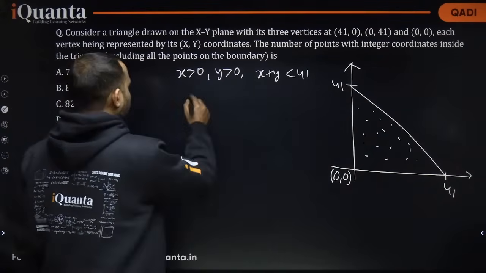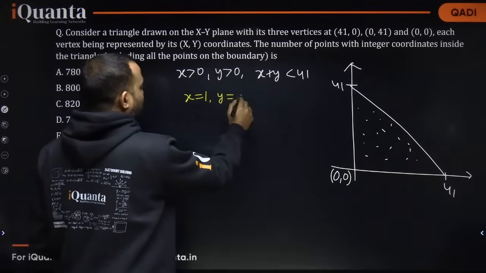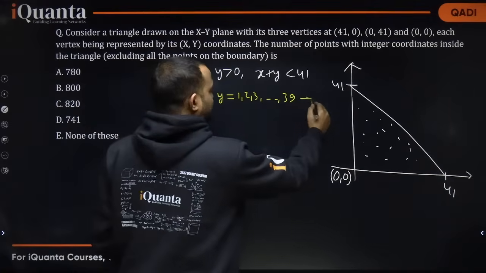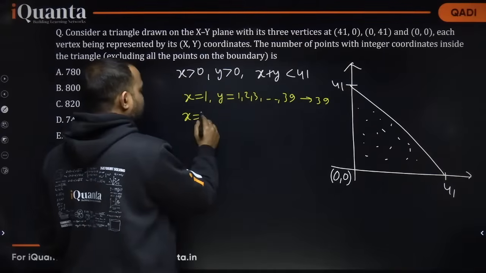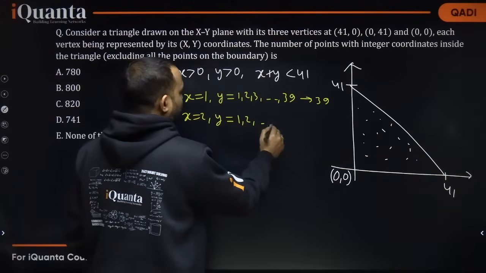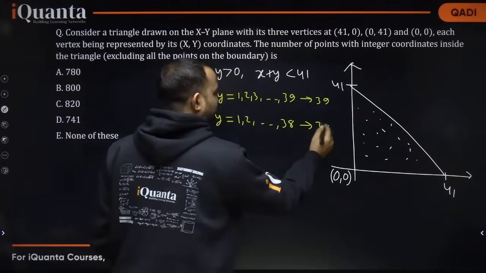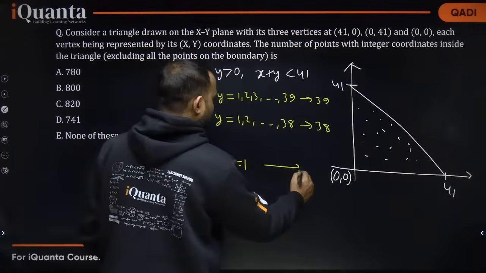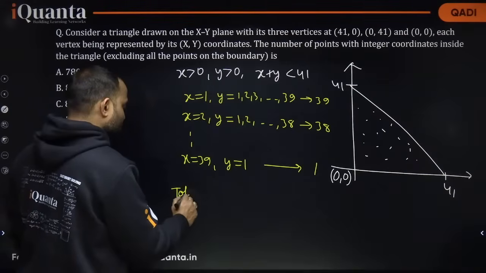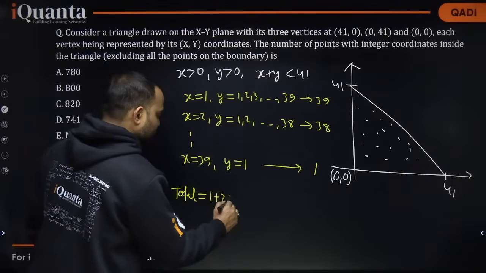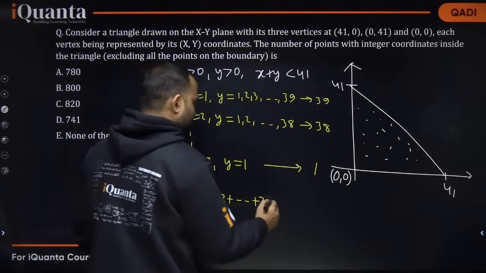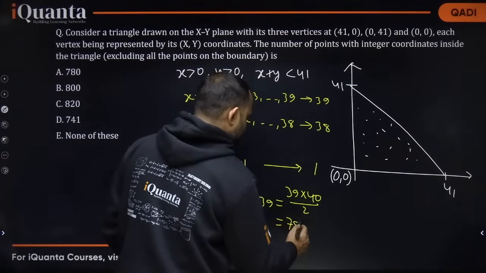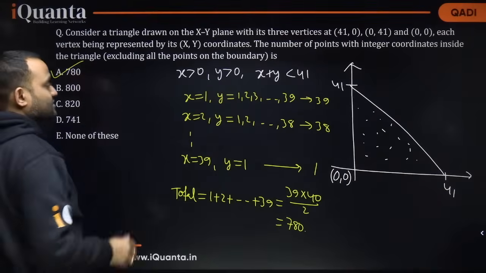What can we say? If I take x equal to 1, y will be 1, 2, 3 till 39. That means 39 such points. If I take x equal to 2, y will be 1, 2 till 38. That means 38 points. And similarly, if you take x equal to 39, y will be 1. That means 1. So the total number of integral points is 1 plus 2 till 39, which equals 39 into 40 upon 2, which is 780. That is option A.